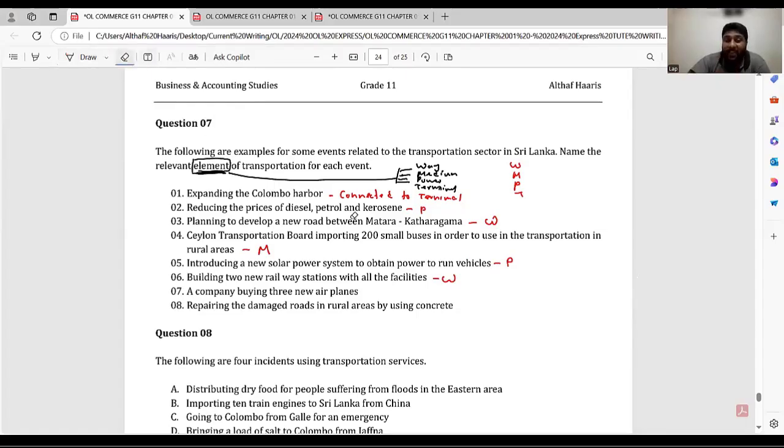Sorry, people, I didn't read it fully. It's railway station. Station. Terminals. Buying 3 new airplanes, medium. Repairing the damaged roads, way. Good.